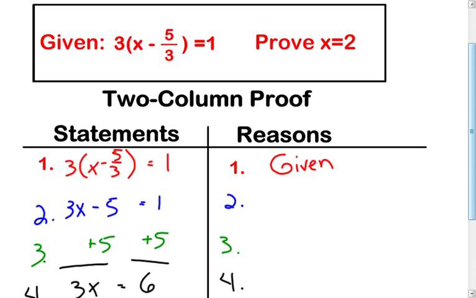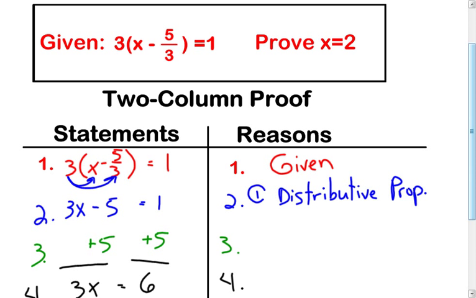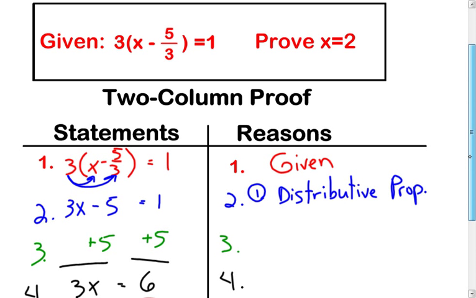What did I do to get to step 2? Well, you may not have done it this way because there's multiple ways to solve an equation, but I distributed this 3 into everything that's in the parentheses. So I used the distributive property. So my reason, distributive, and I'm going to abbreviate the word property, just like that. And what I want to see you do is give reference numbers. A reference number states which statement you used to come up with the one that you just had. In order for me to say what I have in line 2, I needed to have line 1 first. I couldn't have done it without line 1. Therefore, my reference number is number 1.